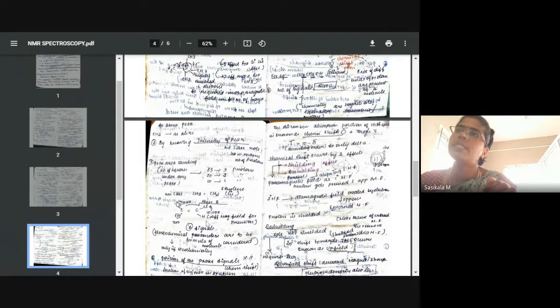How many signals do we need to get? Only 2 kinds of protons are there. One is the CH proton, another one is the CH2 proton. So in the spectrum, how many signals do you want to get? Only 2 signals. But it will be giving 3 signals. So like 3 kinds of proton it will be giving.